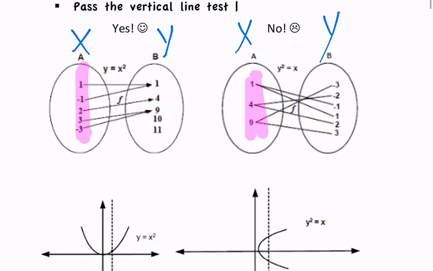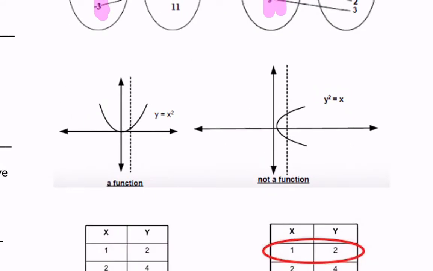Okay, what if we're given a graph? Okay, so we have to perform the vertical line test. So on this one, no matter where I draw my vertical line, I see that it touches my graph only once. If it touches only once, it's good to go.